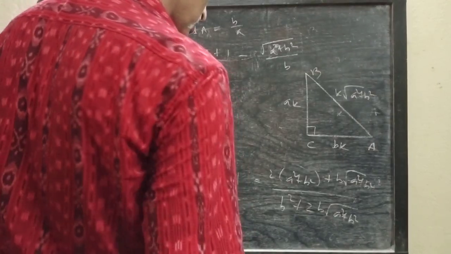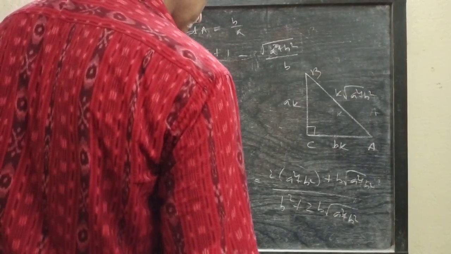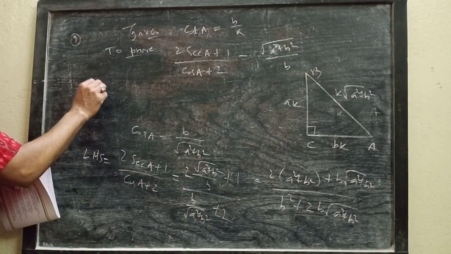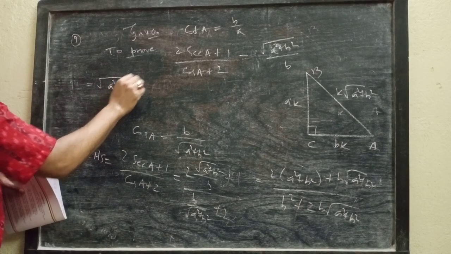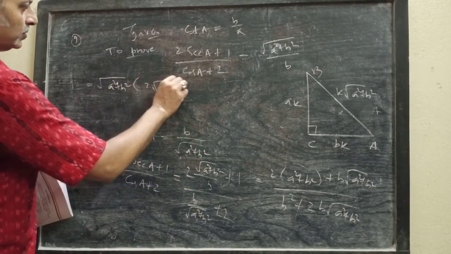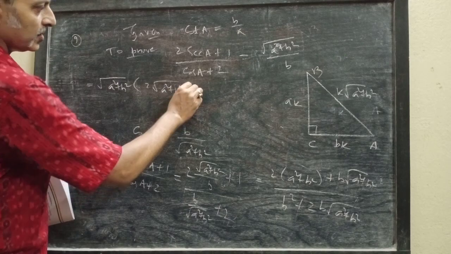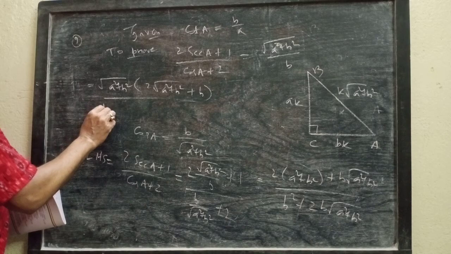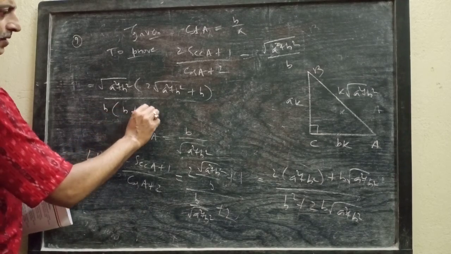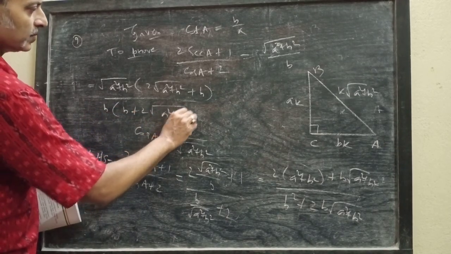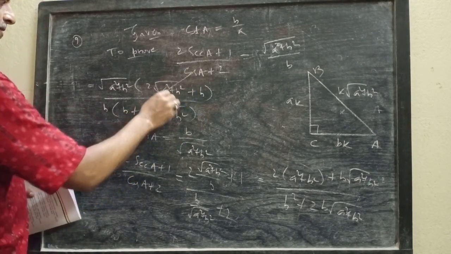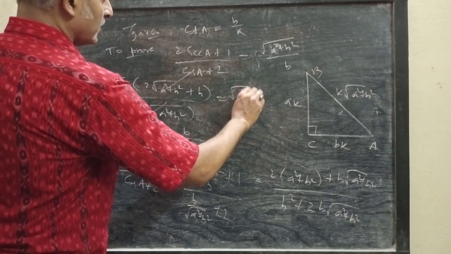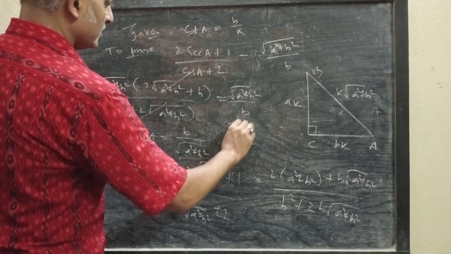Now take common root over of a square plus b square from the numerator. You get 2 root over of a square plus b square plus b. Take b common from the denominator. You get b plus 2 root over of a square plus b square. Look, these two factors are identical, so they will be cancelled. So you ultimately get root over of a square plus b square by b, and this is RHS.